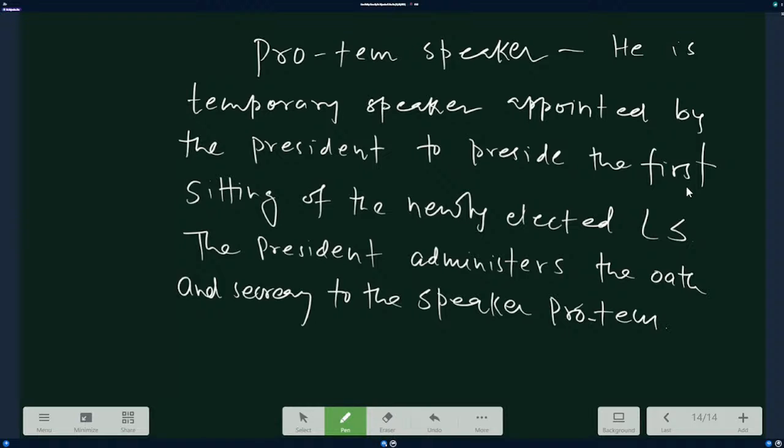He enables the House to elect the new Speaker. When the new Speaker is elected, right?